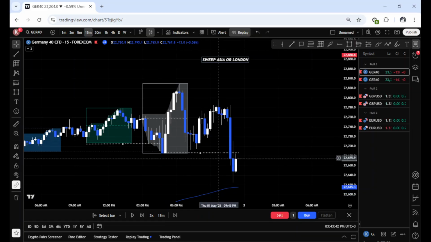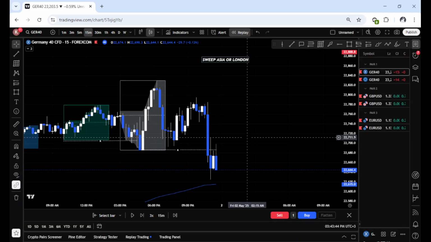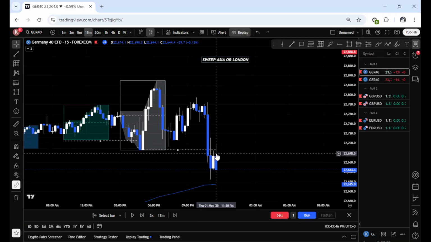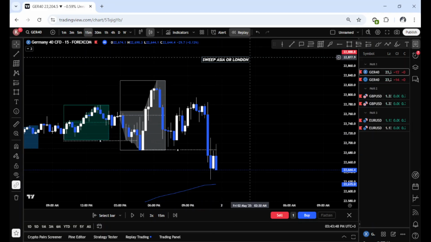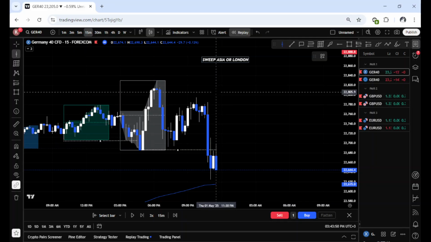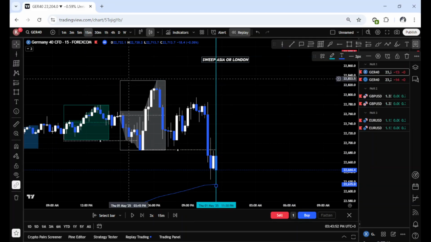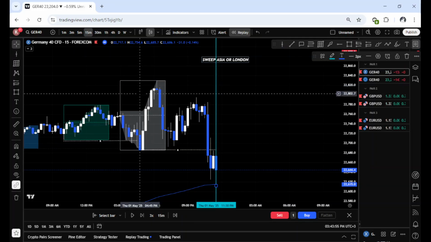Then in the evening, you can see it now came back and now gave entry, but this was at 11:30 p.m. my time. At this particular time, I'm asleep, so definitely this is the time for making babies.